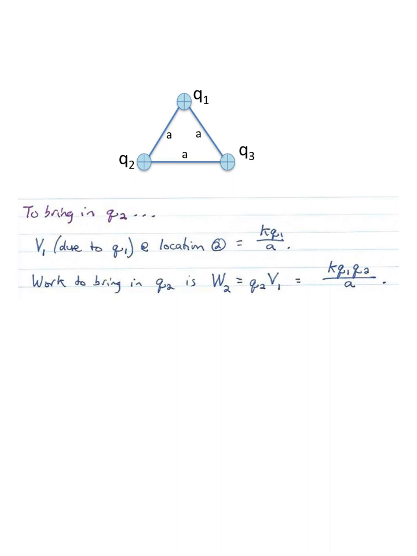So the work to bring in Q2 is Q2 times V1, so we're bringing Q2 into that location, and that becomes KQ1 Q2 over A. That's the work we do to bring in charge 2, and therefore that's the potential energy that's stored. Okay, we've brought in charge 2. Now let's bring in charge 3.